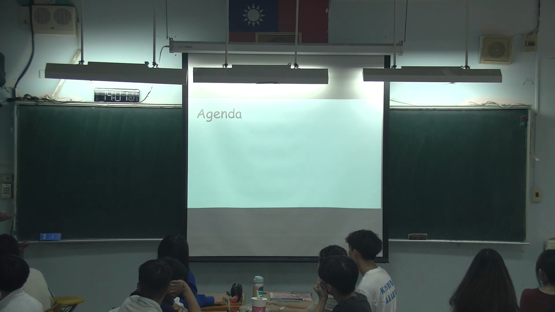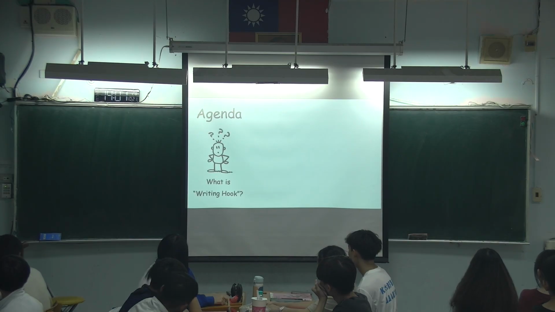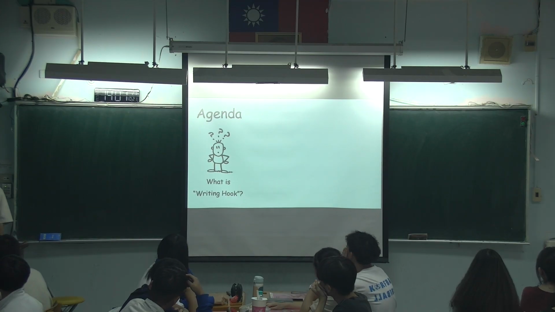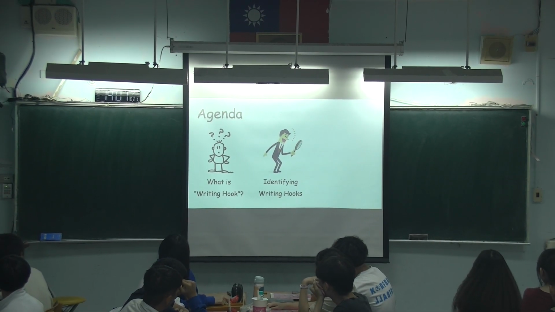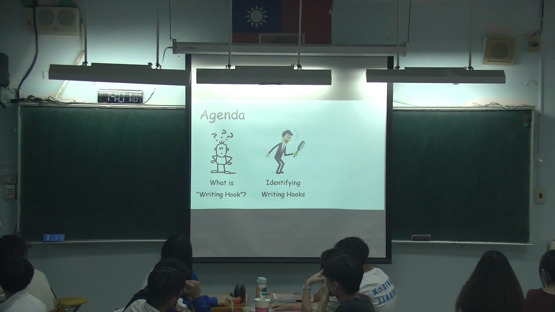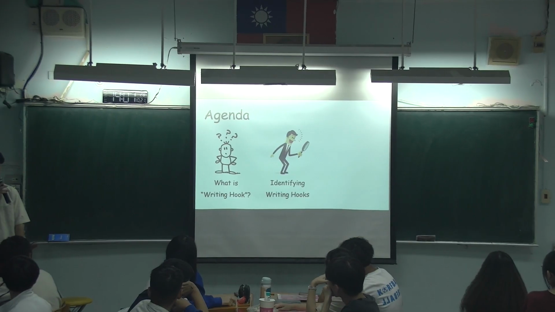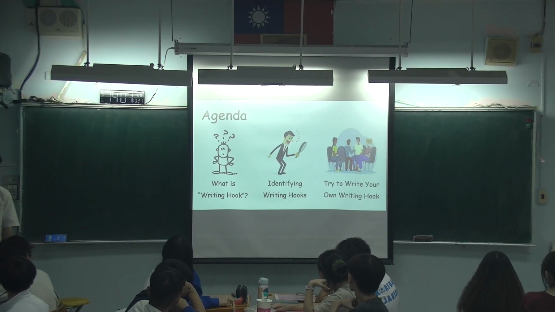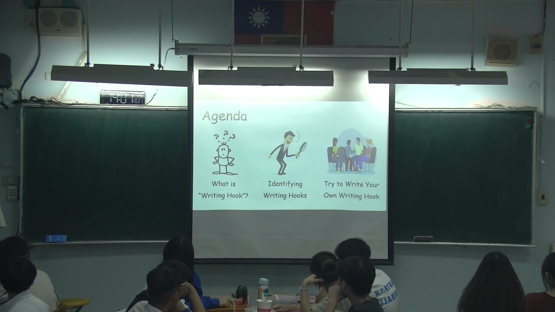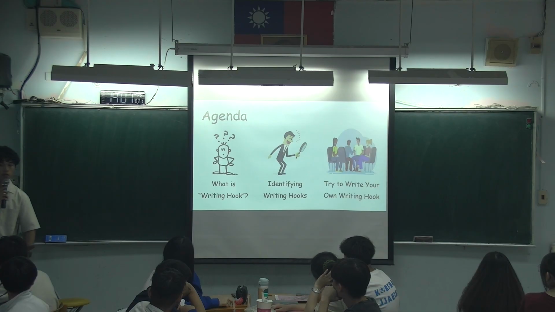So here's what we're going to do. Here's today's agenda. The first thing is that we're going to explain what a writing hook is, and we're going to learn some basic knowledge about writing hooks. The second activity will be identifying writing hooks. In this part, we're going to look at the difference between the techniques of writing hooks. And the last activity will be this: I will invite you to try to finish a writing hook with your team members. Okay? So any questions about this?